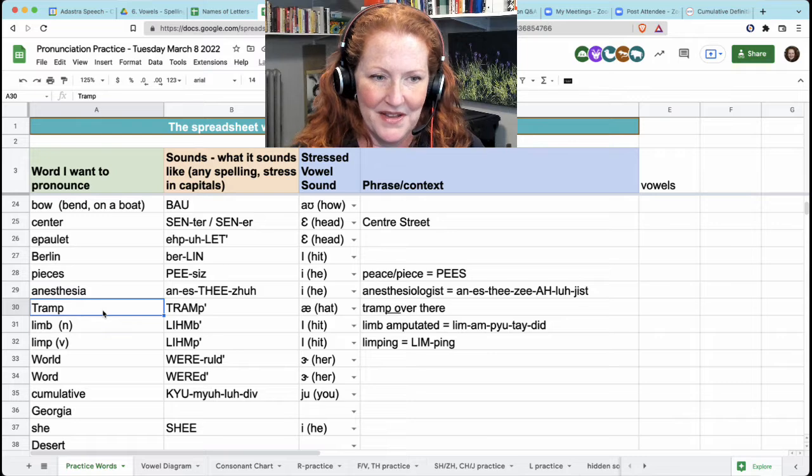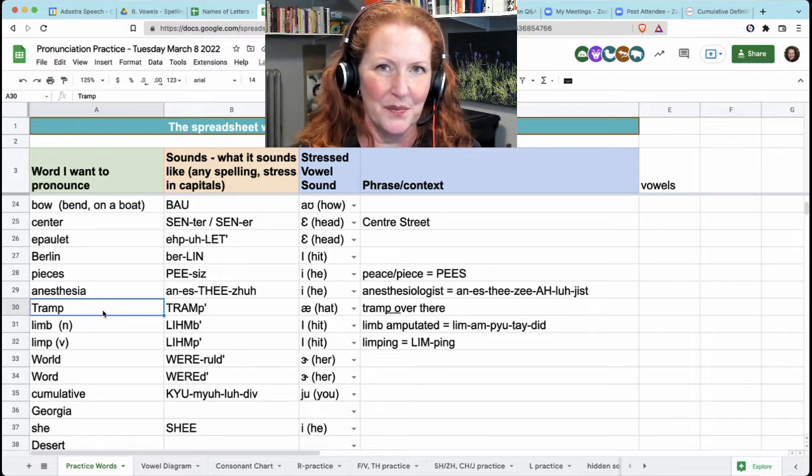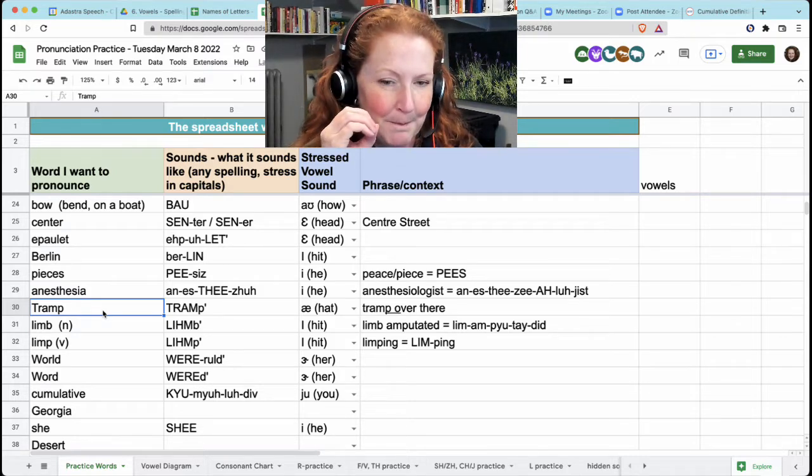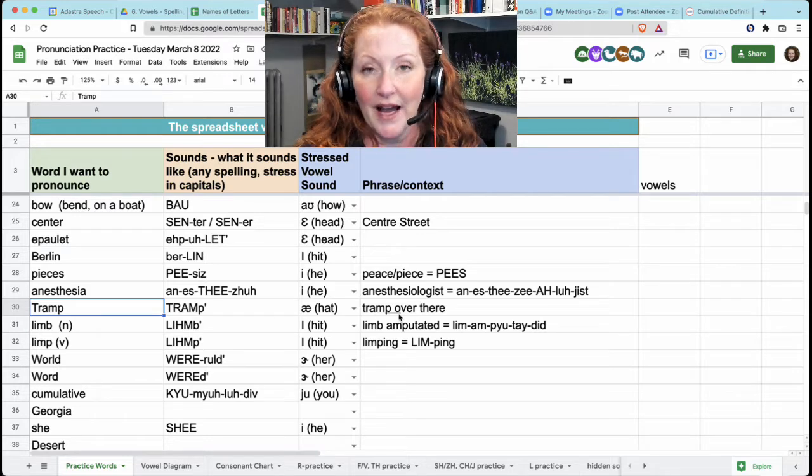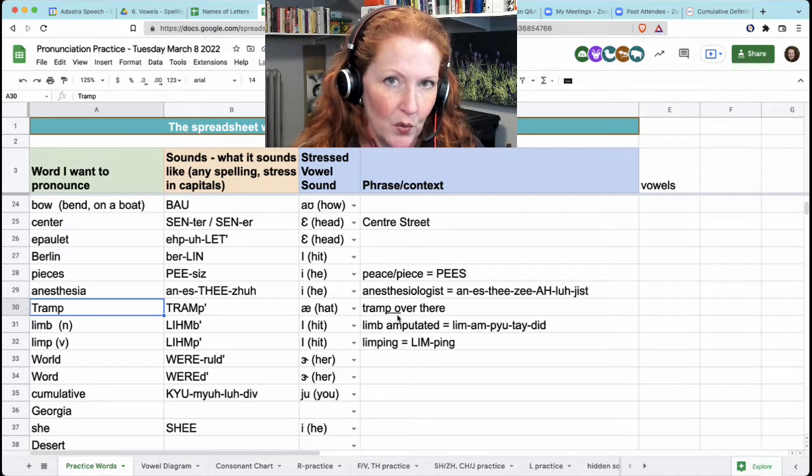Tramp. If I just said that word, you wouldn't hear the P. My lips just close. Tramp. If there was a vowel after it, you would hear the P. Tramp over. There, tramp over.